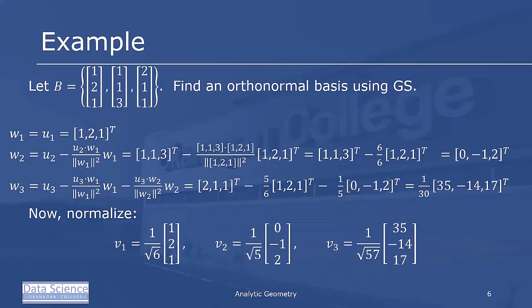Now w3 has to be orthogonal to both w1 and w2. So we take u3. We subtract off the part that's parallel to w1. That's u3 dot w1 over w1 squared times w1, minus the part that's parallel to w2. So that's u3 dot w2 over norm of w2 squared times w2. Adding all that together, we get -1/30 times the vector (35, -14, 17).